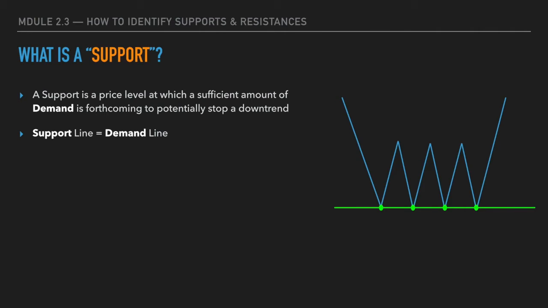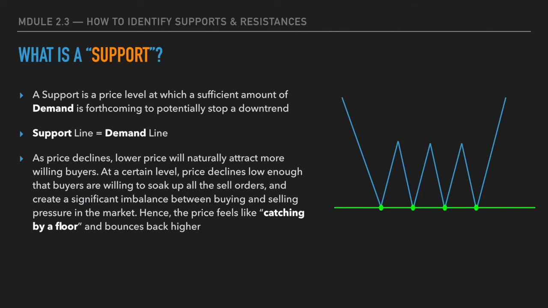Remember, we mentioned before that we need to always see the market as a result of the imbalance between buying power and selling pressure. As price declines, lower prices will attract more waiting buyers. At a certain level, price becomes low enough that buyers are willing to take up all the sell orders in the market and create a significant imbalance between buying and selling pressure at that price level. So the price will feel like it's caught by a floor at this level and start going back higher.